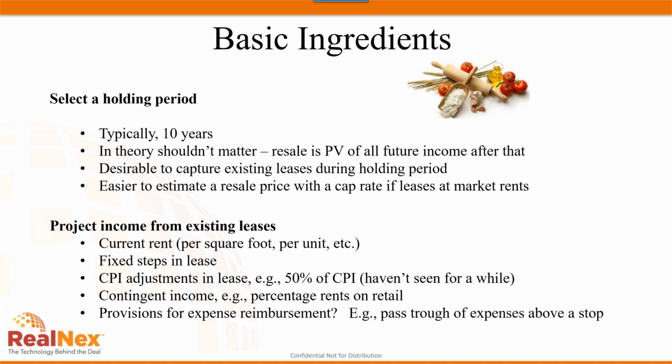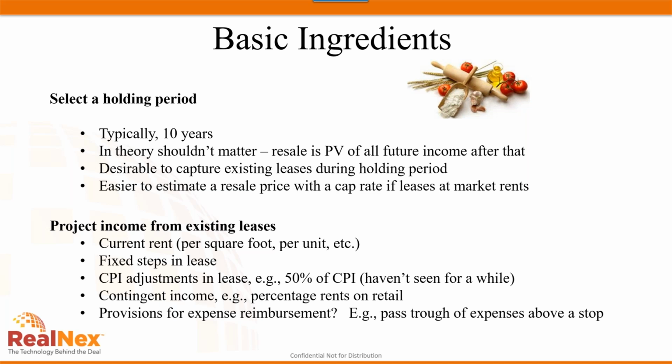The idea being that some portion of the expenses could be the responsibility of the tenant. Of course, some portion could be the responsibility of the owner, but what we're talking about with expense reimbursements is passing through some of those expenses to the tenant.